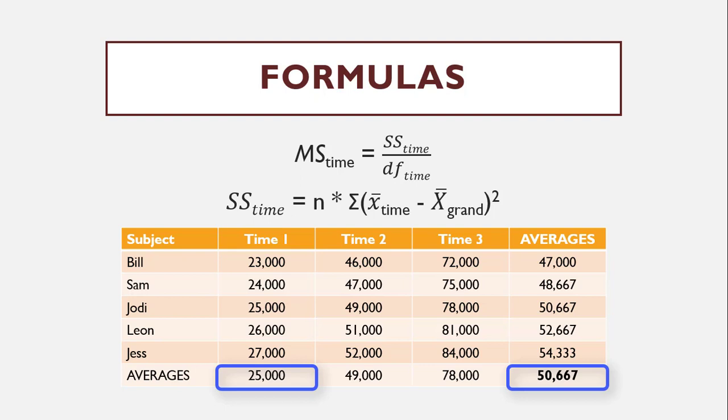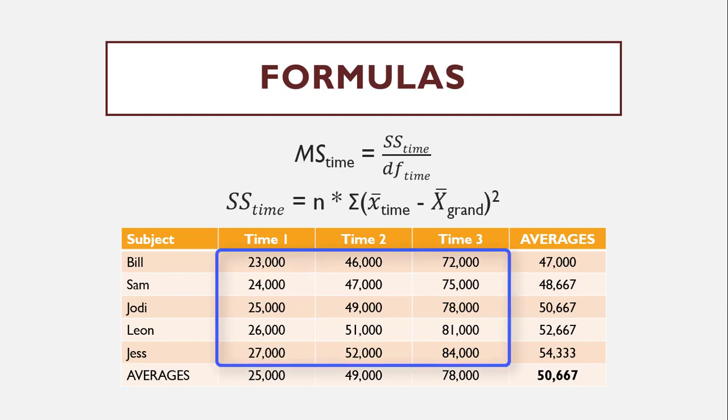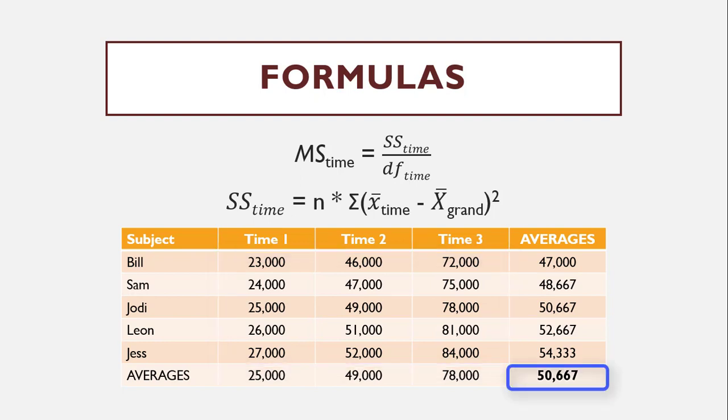The grand mean would be equal to the average of all of the people across all the times. So if we take 23,000 plus 46,000 plus 72,000 plus 24,000 plus 47,000 plus 75 plus 25 plus 49 plus 78 plus 26 plus 51, if we take the averages for all people across all 3 time points, their average is $50,667. And we see that bolded in the bottom right corner.